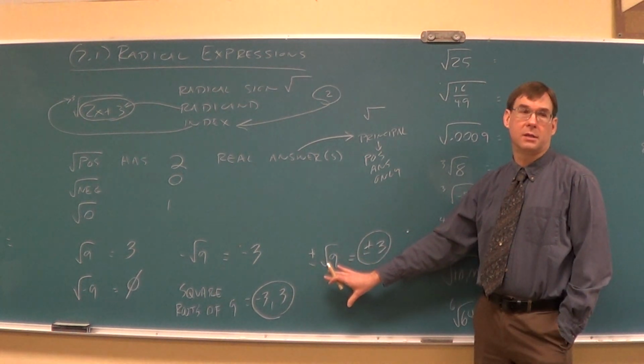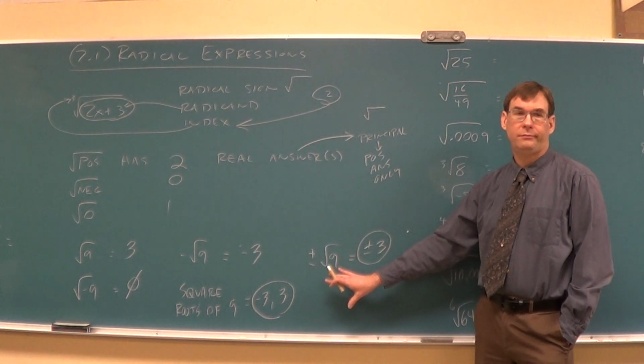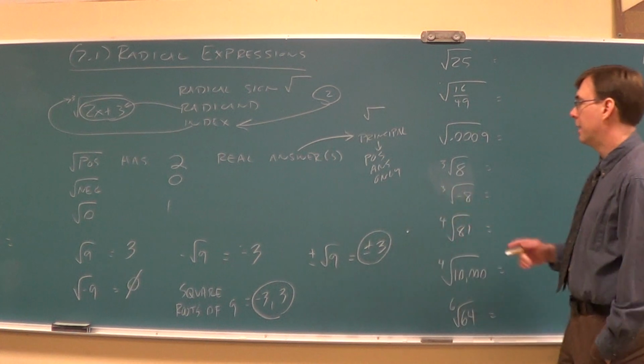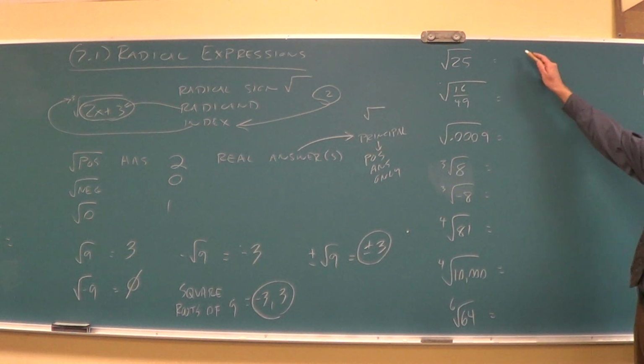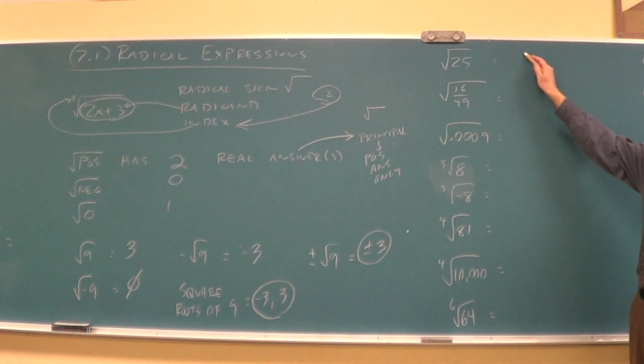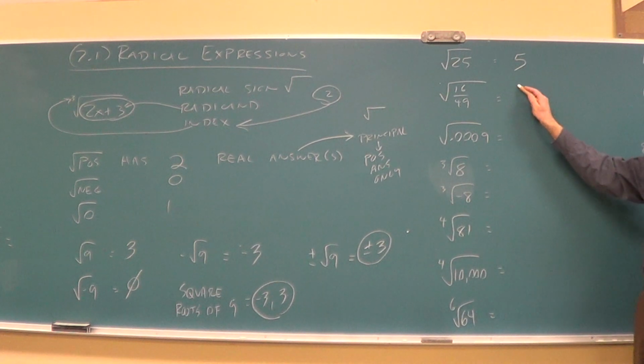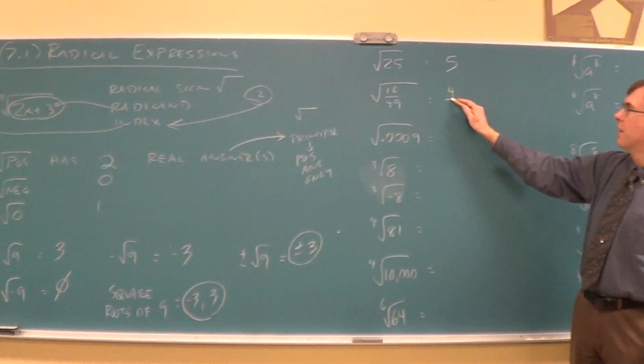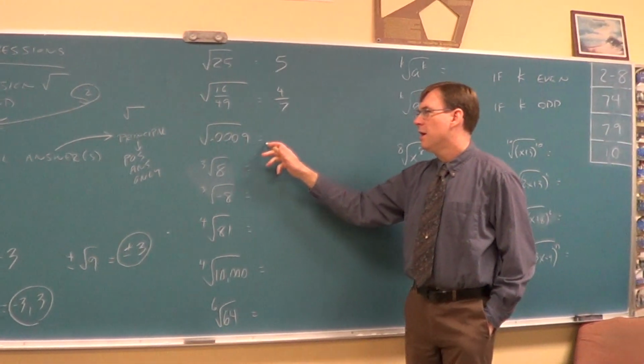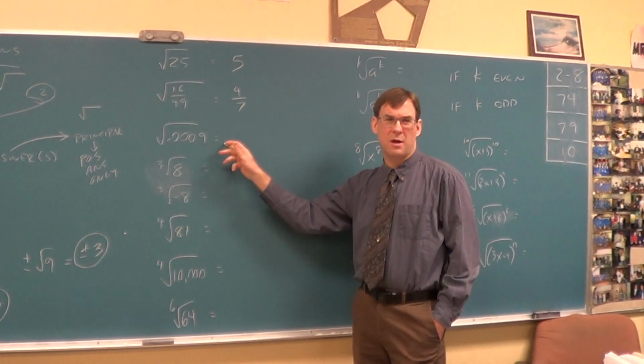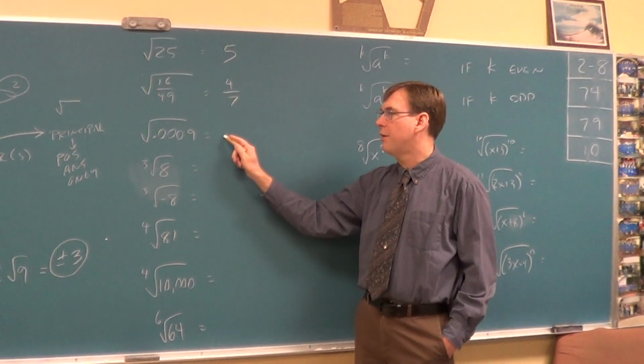Question about the ideas so far? Let's do a bunch of them. This is just 5. This is 4 over 7. This, you might want to grab a calculator. Some of you might feel comfortable without a calculator. I don't know.